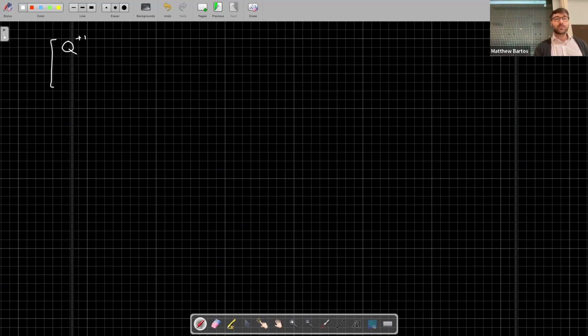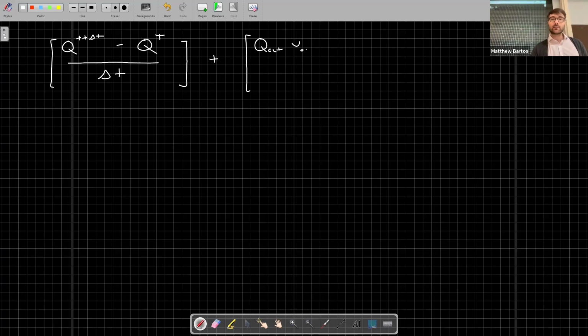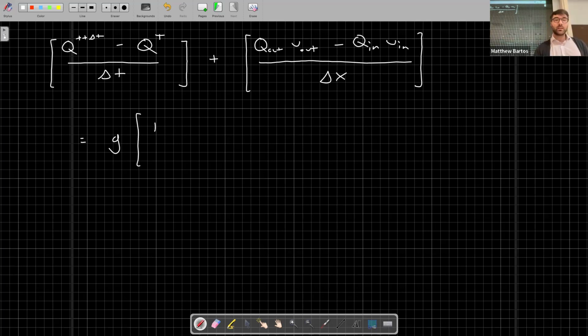So the flow at time t plus delta t minus the flow at time t, divided by our time increment delta t, plus Q out U out minus Q in U in divided by delta x, is equal to g times quantity P in A in minus P out A out, divided by the acceleration due to gravity times rho times delta x.